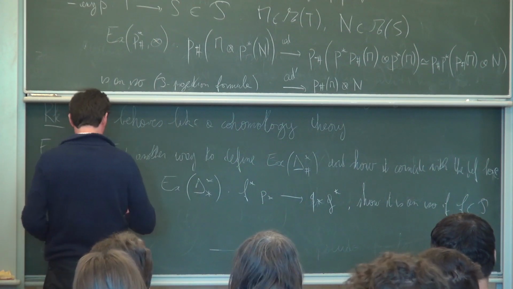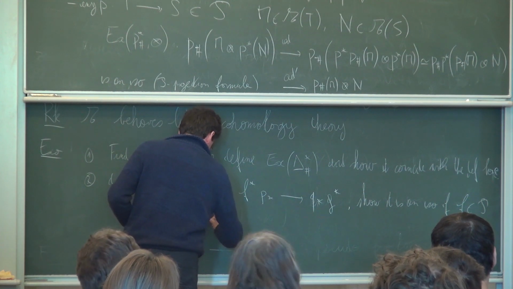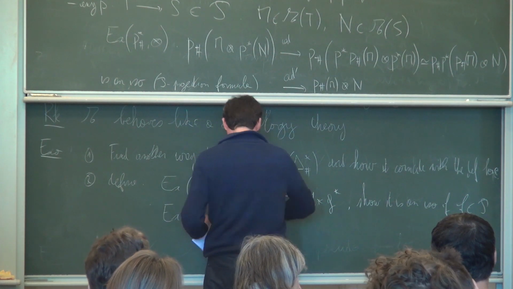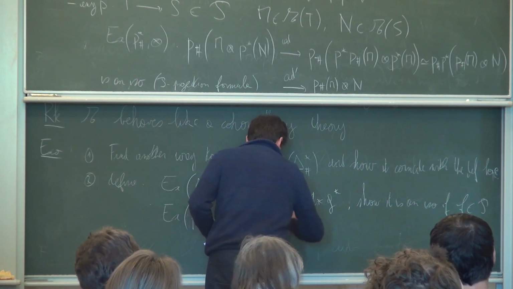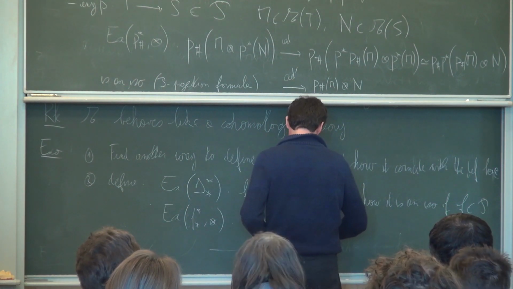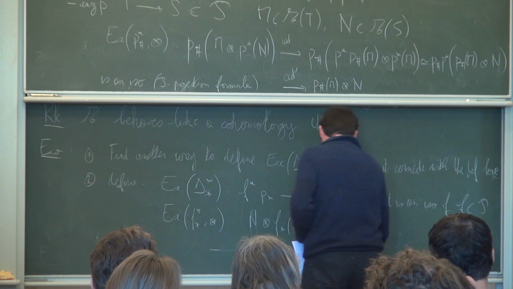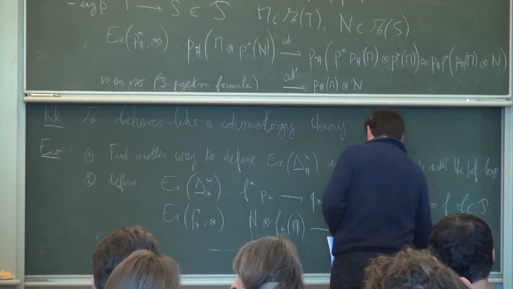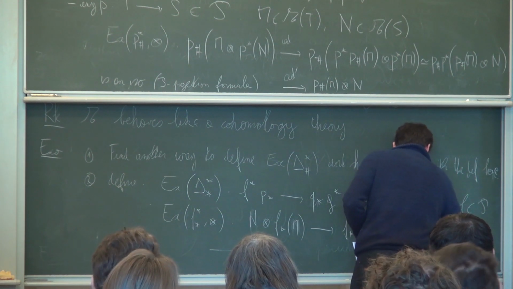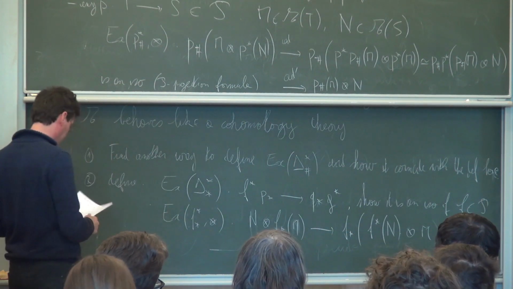You have other things that I will sometimes use. You can also have a kind of projection formula, or natural transformation like that, which goes to f_* (f^* N tensor M), and ask when it's an isomorphism.